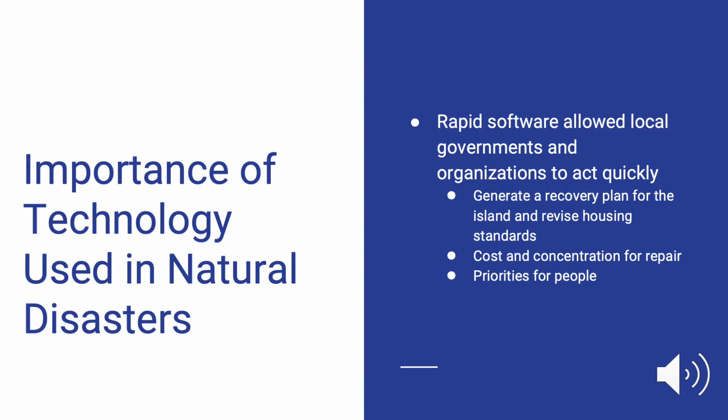So, the reason this technology was so relevant to Dominica was because it allowed the government and local organizations to act quickly. Acting quickly was critical because rebuilding was a priority for the people in Dominica, one that other organizations might not necessarily realize. Thus, having this quick action and generating this recovery plan allowed them to save money and resources and allowed people to get back into their homes as quickly and efficiently as possible.